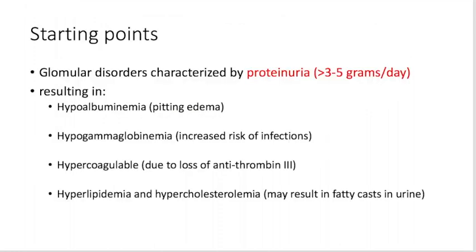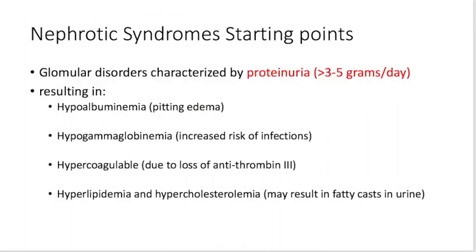Starting with nephrotic: these are glomerular disorders that are characterized by extensive proteinuria, a daily protein loss in the urine of 3.5 grams or more, and we call that nephrotic range proteinuria. That will then result in hypoalbuminemia, where the plasma albumin level will be less than 3 grams, and that is going to result in those shifts. We will have edema, and this is the most common presentation.